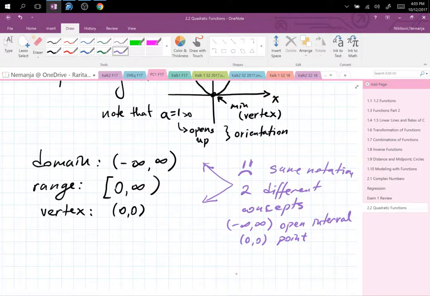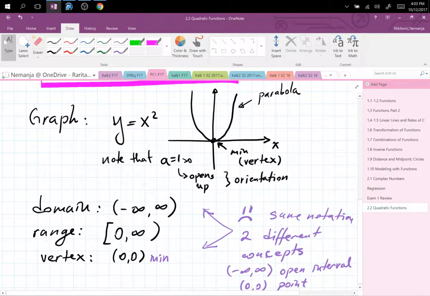A point is a location on the x, y coordinate system. So the domain is negative infinity to infinity, and that is an interval. The range is 0 to infinity, including 0. That's also an interval. The vertex is a point, and in this case, it's (0, 0). And in this case, the vertex is also a minimum. So I'm just going to tag minimum here because it's a minimum.